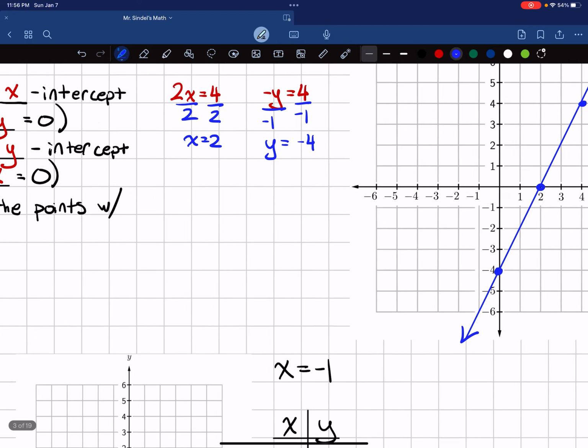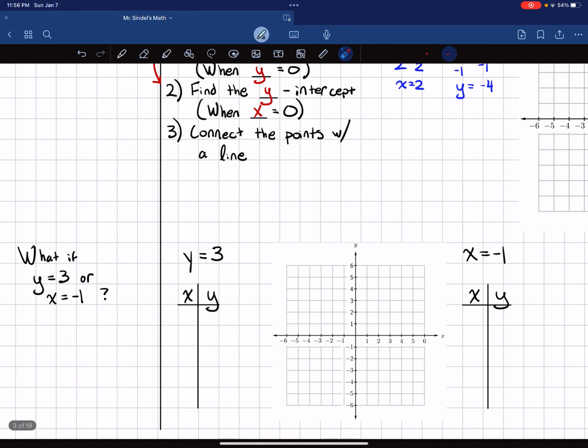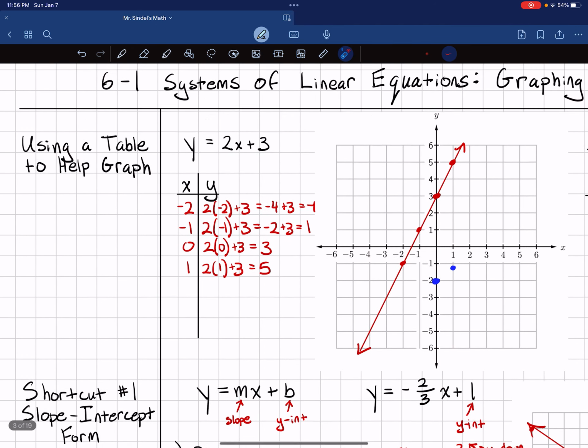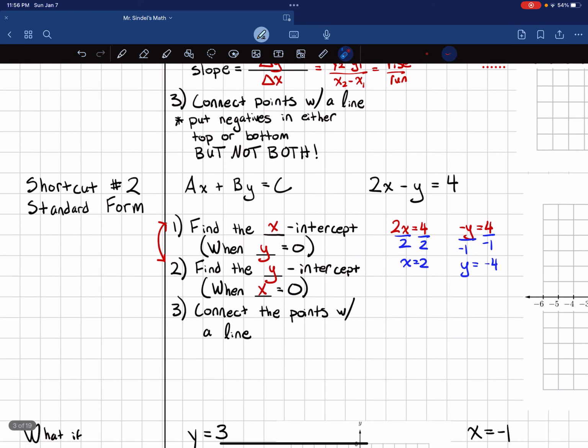And the third type of function that you might encounter is if you have y or x just equal to a number. So what happens if you have like y is equal to 3 or x is equal to -1? Any of these could be any number, right? So again, I'm always coming back to this idea of just use a table and you're done. Tables are the most basic ways of doing these problems.